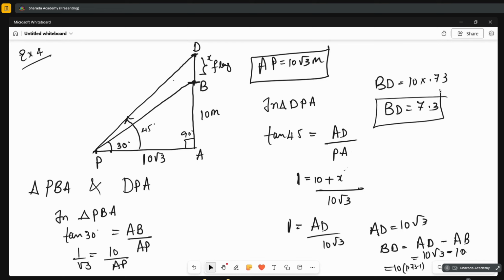Do example 5 now. Example 5. Next question. Do the next question. Understand.